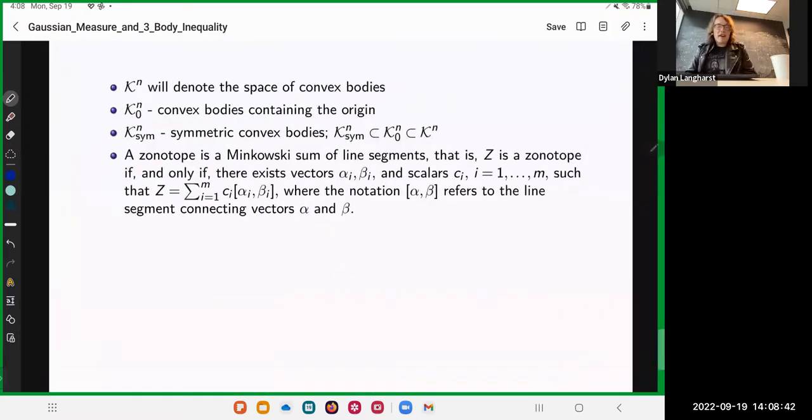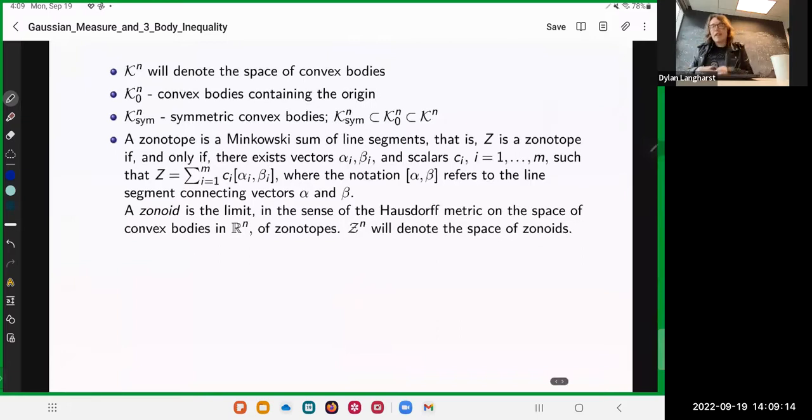Okay, so now I need to tell you what a zonotope is. If I have two vectors, alpha_i and beta_i, and I construct the line interval connecting them, using interval notation, and then maybe I have some coefficients c_i, and then I sum up all of these scaled line segments, we say Z is a zonotope if it's written as the Minkowski sum of line segments.